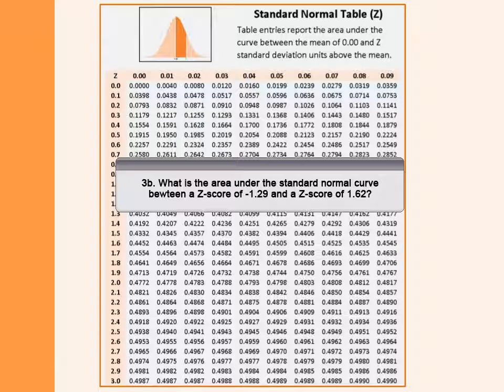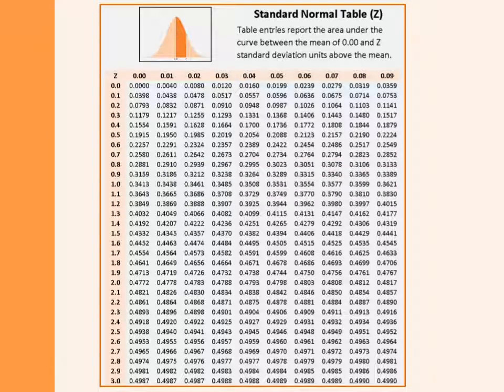For the second problem in this set, we are to find the area under the standard normal curve between a z-score of minus 1.29 and a z-score of 1.62. First of all, we'll take the absolute value of minus 1.29 and highlight the row of 1.2 and the column of 900th. And we can see that 0.4015 proportion of the curve falls between the mean of 0 and a z-score of 1.29, or in this case a z-score of minus 1.29.